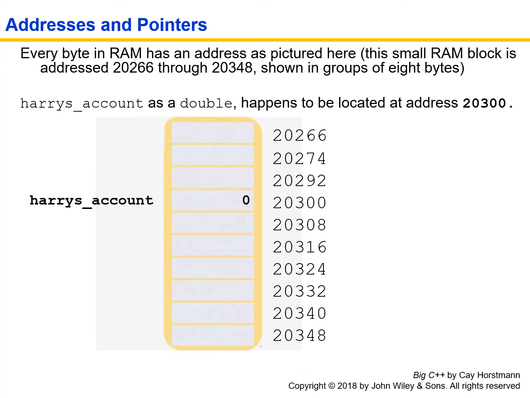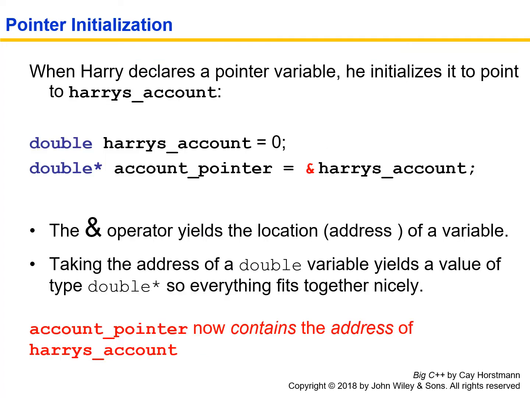Every byte in RAM has an address. Okay, we're looking at addresses here from 20266 up to 20348. And these are shown in groups of 8 bytes because that's how big a double is. A double is 8 bytes big. So each double-sized memory box gets its own address number. harrysAccount is created by C++ and stuffed into the address 20300. So when we declare double star accountPointer and assign to it the address of harrysAccount using the ampersand operator, accountPointer will now hold that 20300.